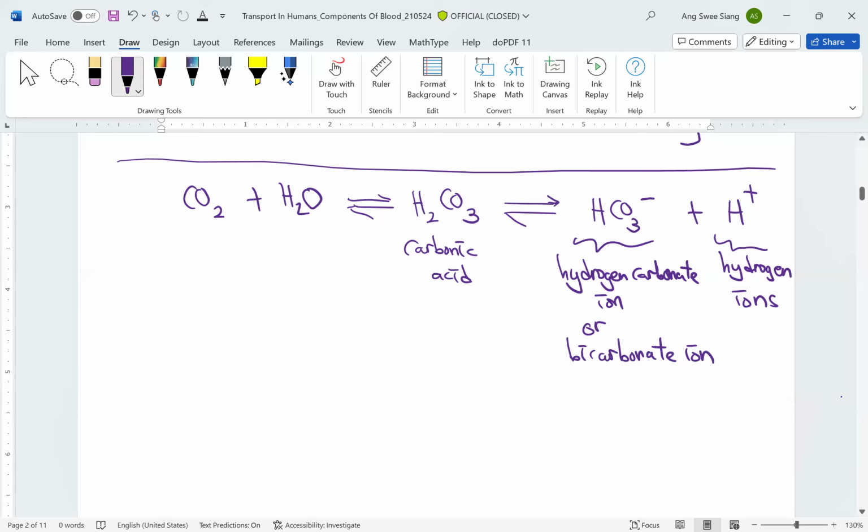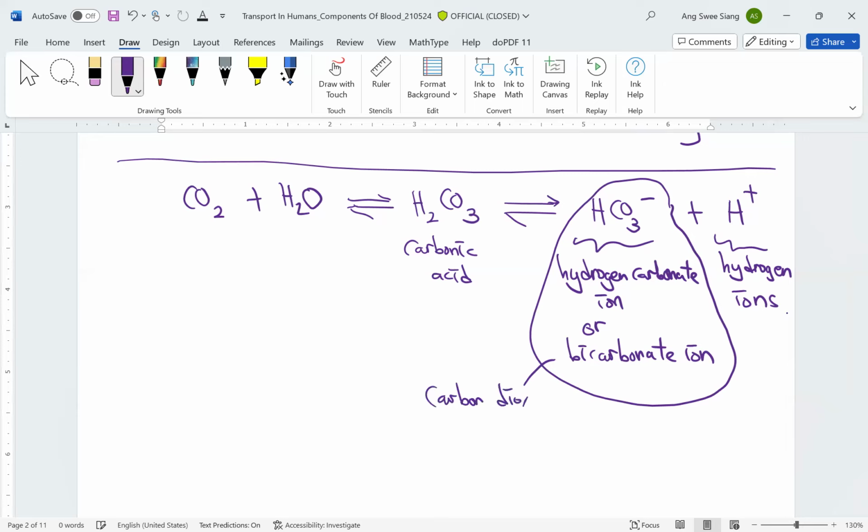Okay, so carbon dioxide is being transported in the form of HCO3 minus. Okay, so I'm going to write here. Carbon dioxide is transported as HCO3 minus ions in the plasma.